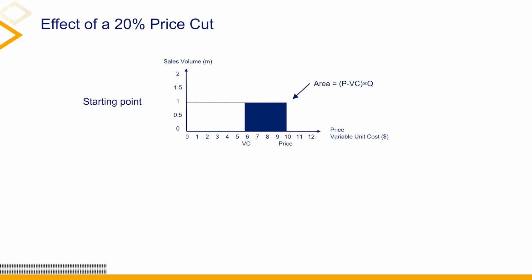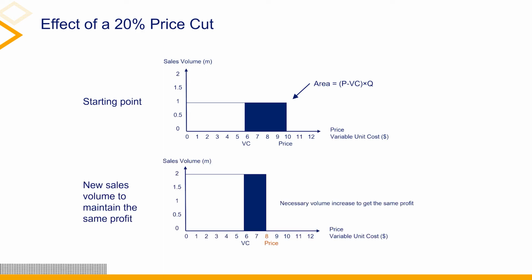The starting point is the current profitability, shown by the highlighted rectangle. The width is the unit margin, which is the $10 unit price less the $6 unit variable cost. The height is Q, the sales volume. Fixed costs don't come into play because they are just a constant deduction from the total margin to arrive at profit. So the area of the rectangle is 4 million, corresponding to the $3 million fixed costs and the $1 million profit.